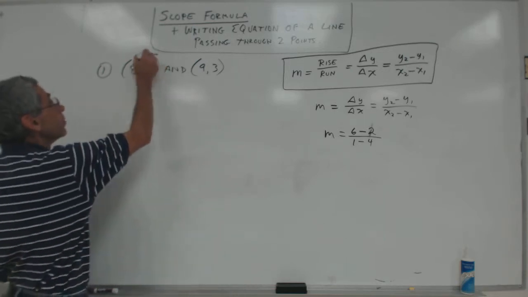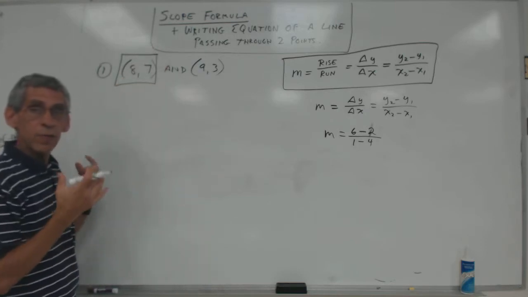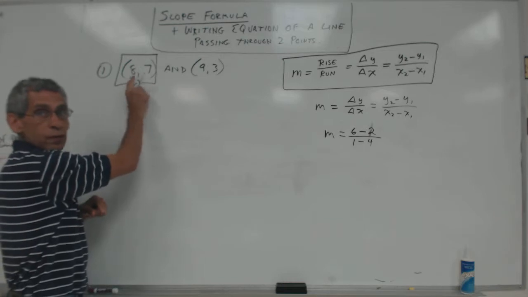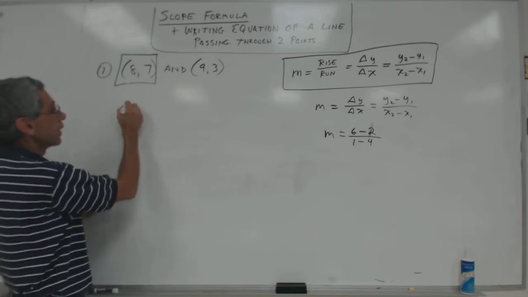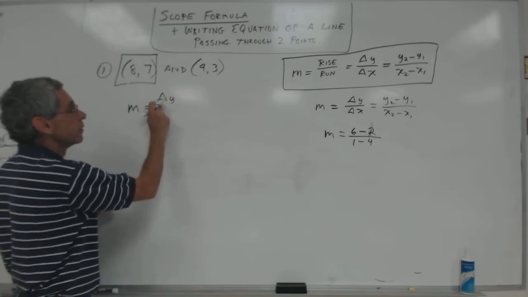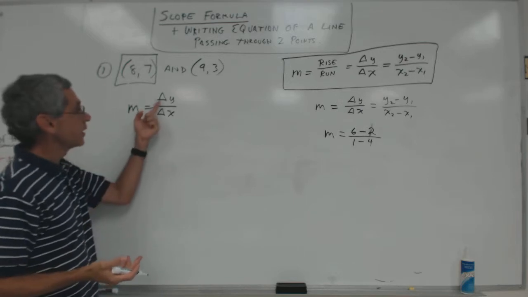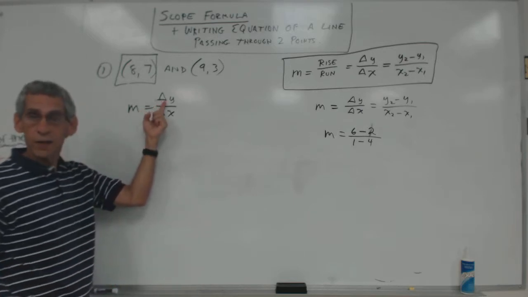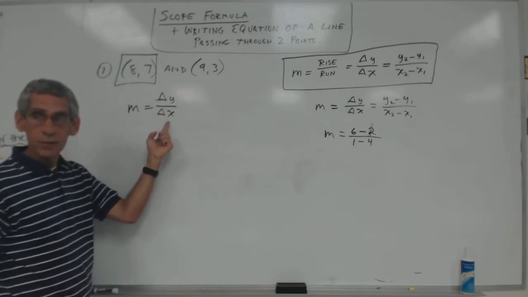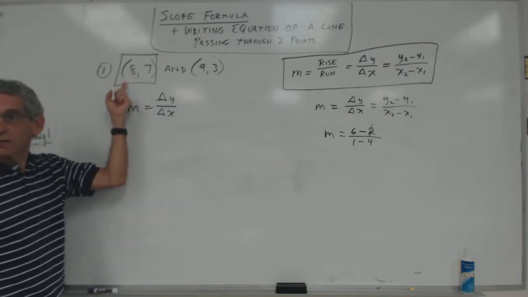You'll see why. But if I'm going to start with that one, I put a box around it, because it reminds me I've got to always start with these numbers. And I'm going to write this: m is equal to the change in y over the change in x. All it means is I have to subtract one y from the other, and on the bottom I have to subtract one x from the other. I already decided I'm going to start with the one in the box.